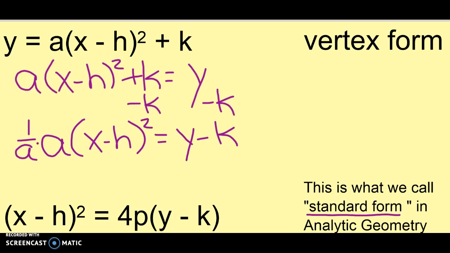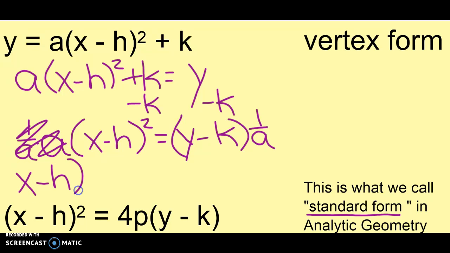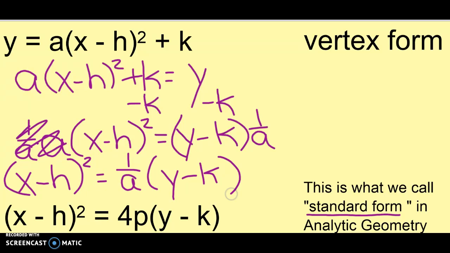1 over a times a is going to cancel it out, and then we're going to put a 1 over a on this side. All right, and so these cancel out, and we're left with x minus h all squared equals, and I'm going to switch these around with the commutative property, 1 over a first, y minus k. So now we have another variable involved, and it is called p.